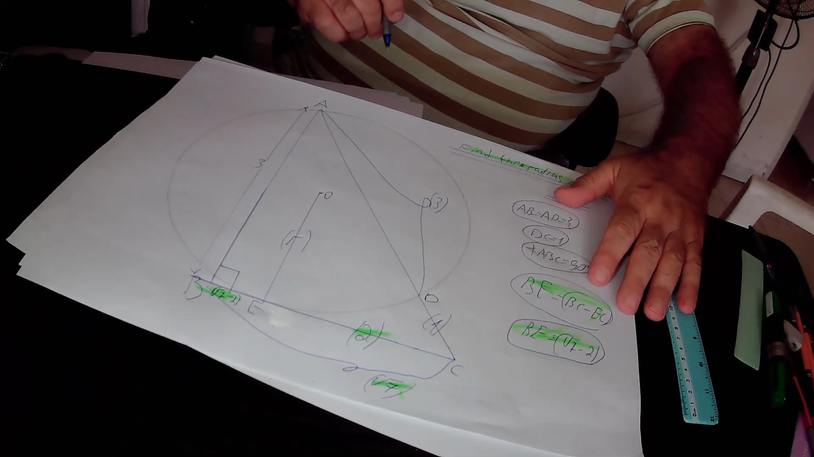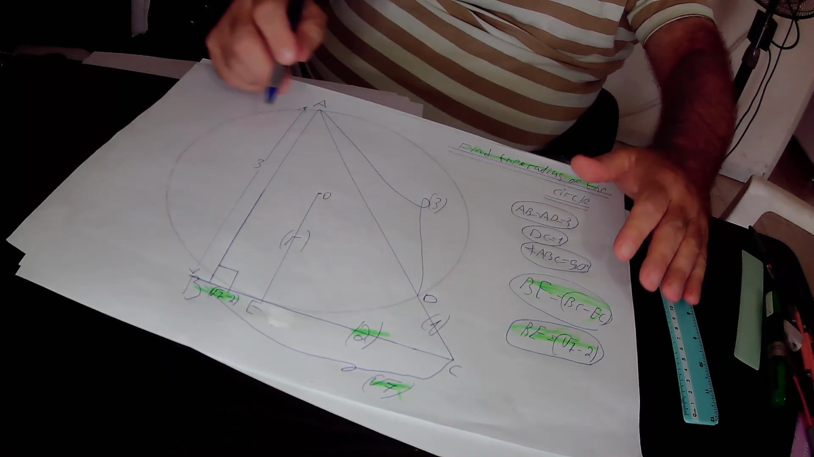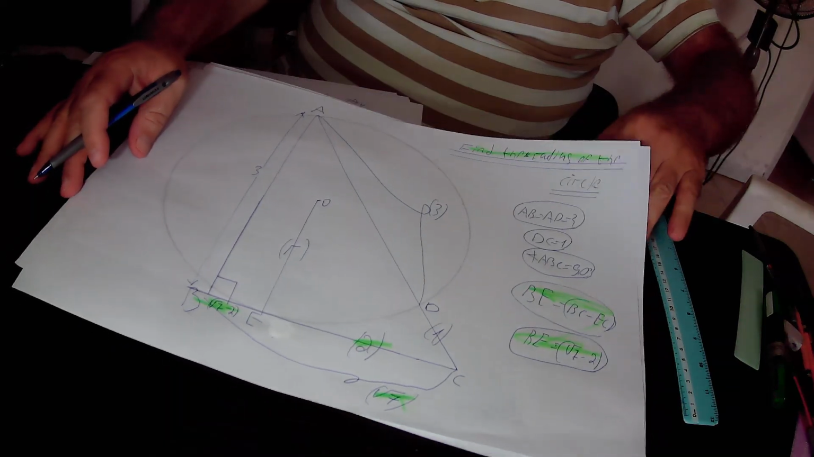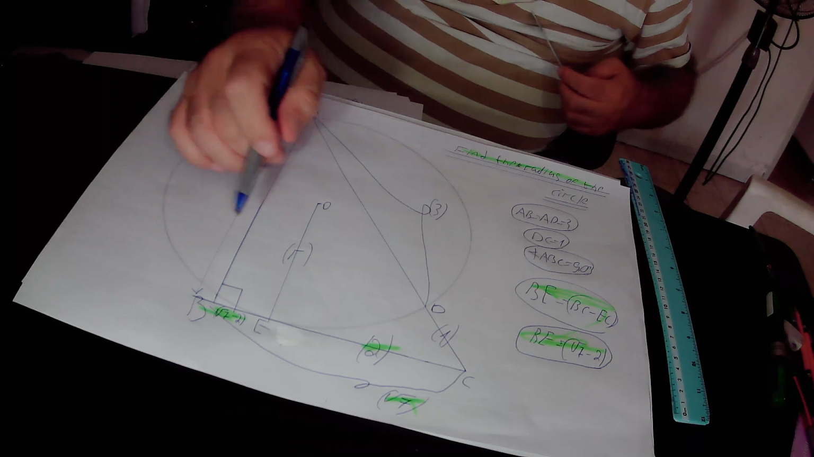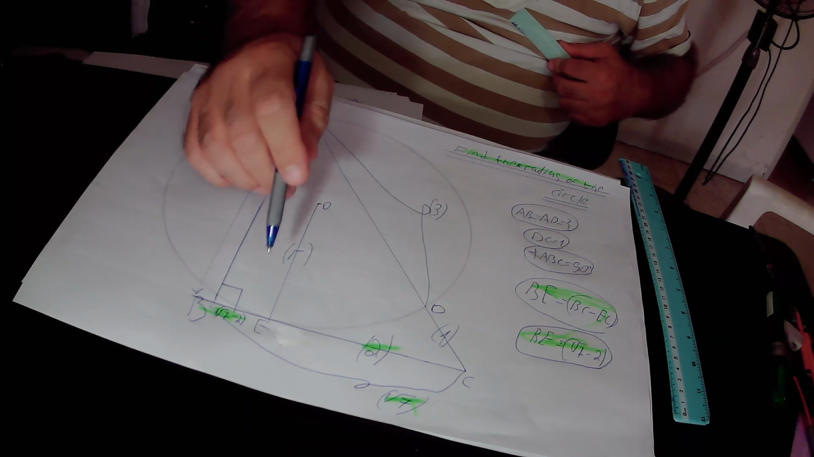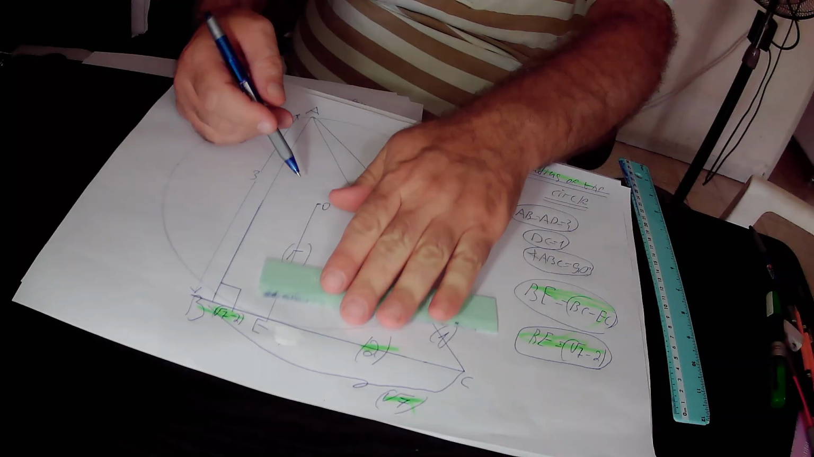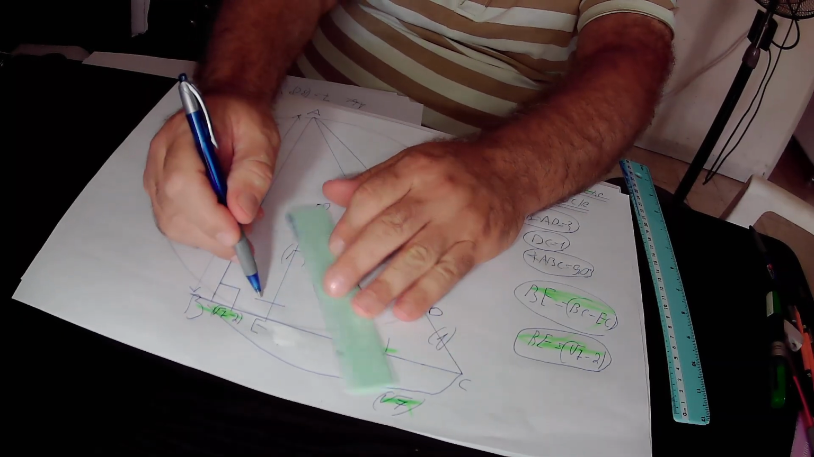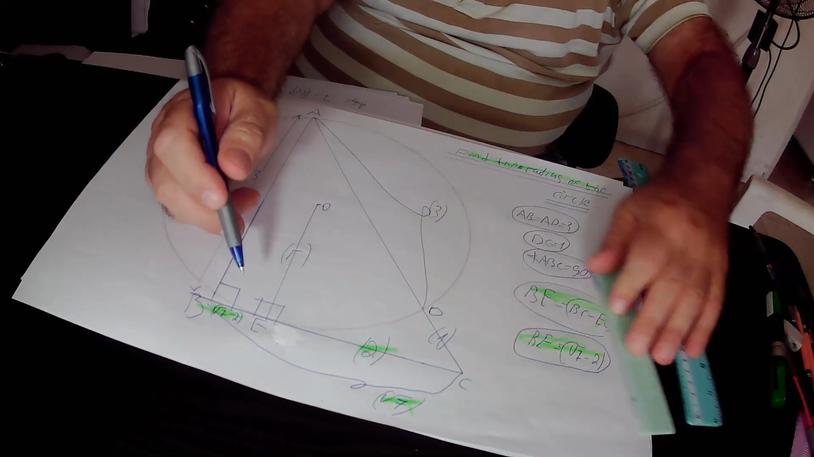The radius OE is drawn to point E. This is the point of tangency of tangent BC with this circle. Whenever a radius is drawn to the point of tangency, the tangent BC will be perpendicular to the radius EO. If BC is perpendicular to EO, it means that this angle equals 90 degrees, and this angle also equals 90 degrees according to rule 1.